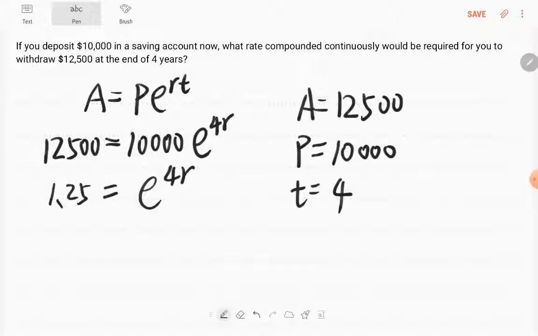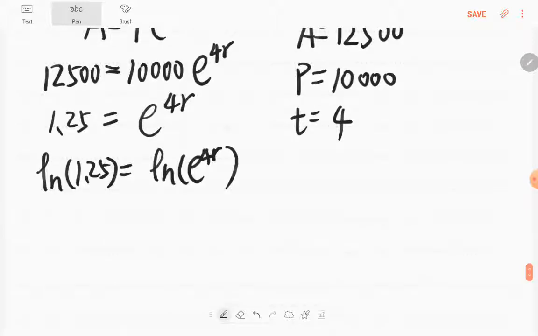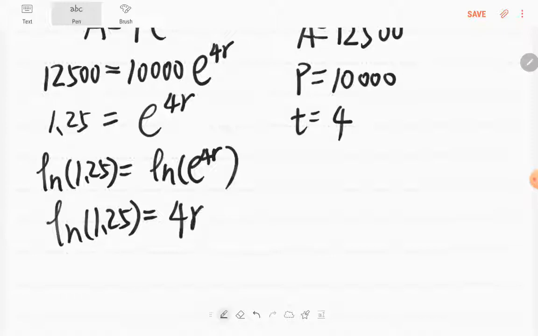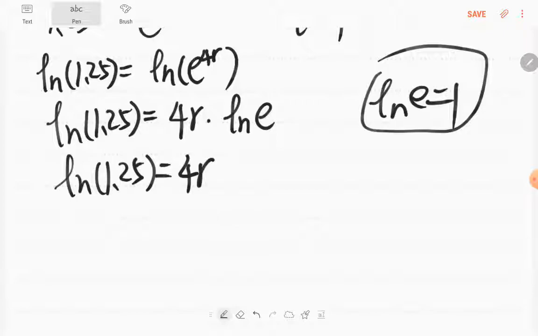So since r is in the exponent, we need to bring it down. We take the natural log on both sides. So we bring down the power, it's 4 times r in front of the natural log of e. We know natural log of e equals 1. So this is ln 1.25 equals 4 times r. So r is equal to ln 1.25 divided by 4.